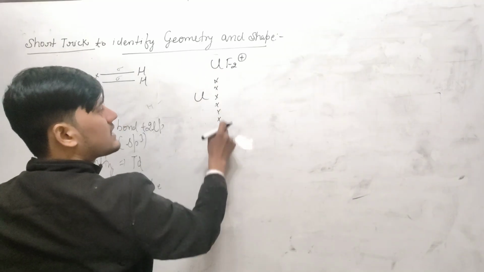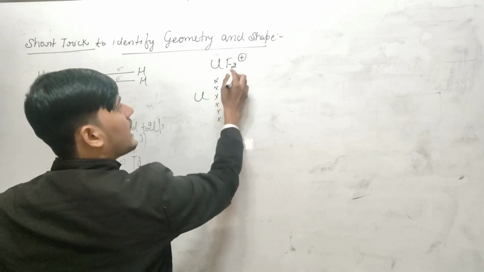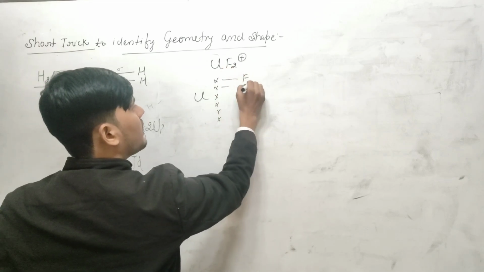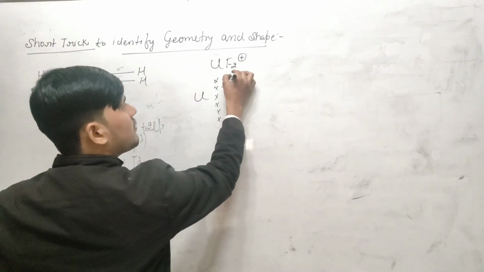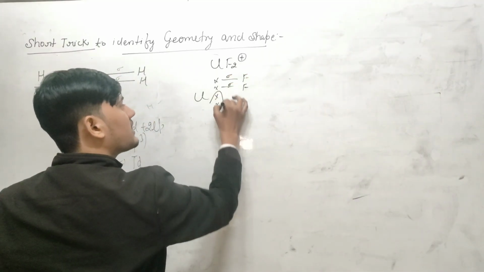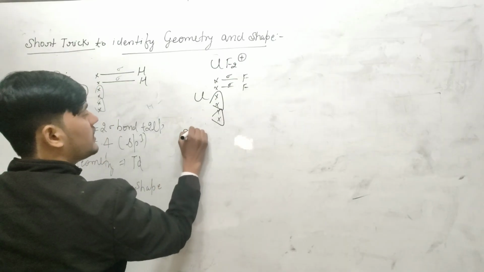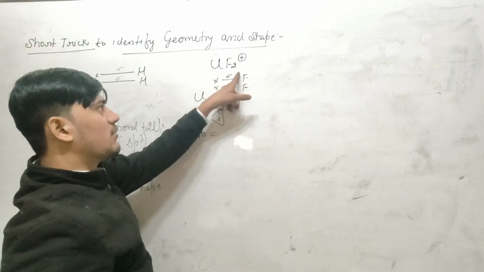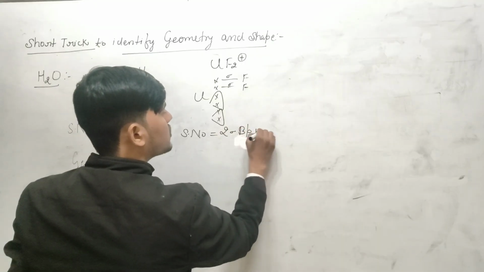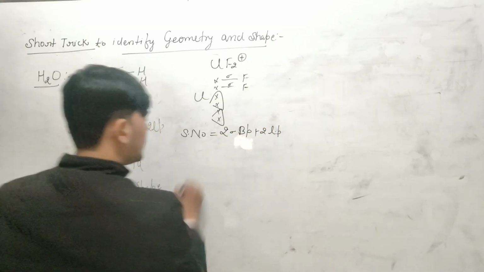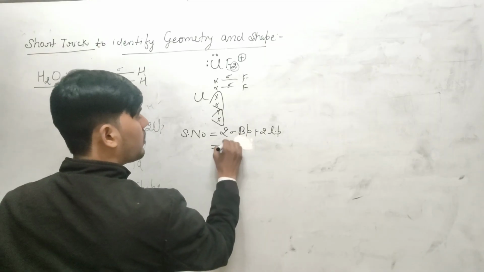So there are 6 electrons, and out of these, 2 fluorine atoms make sigma bonds, one fluorine and the other fluorine. So the number of sigma bonds is 2, and the rest will be considered as lone pairs. So there are 2 lone pairs. The steric number of this molecule will be 2 sigma bond pairs plus 2 lone pairs, which means steric number 4.